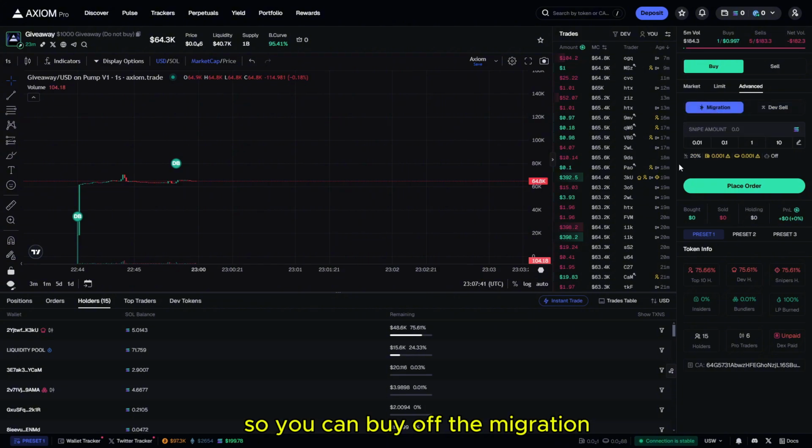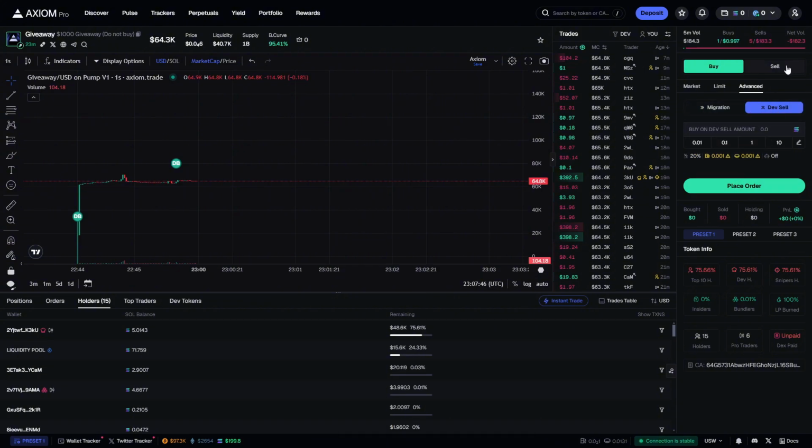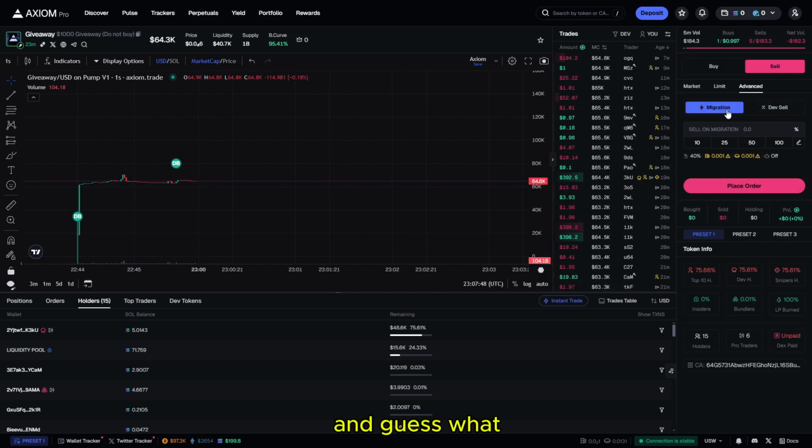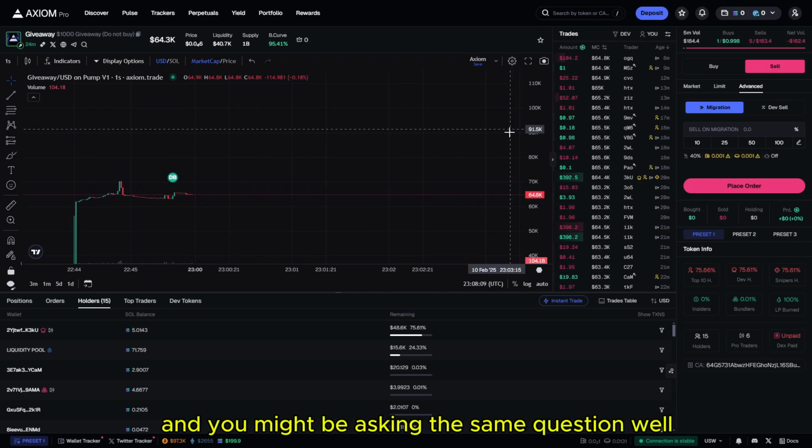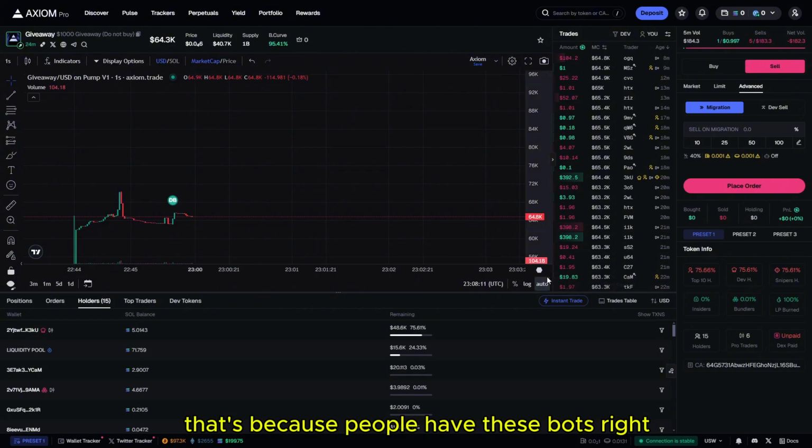So you can buy after migration, buy after dev sells. And guess what? You can also sell straight after migration, which is crazy. When I first started meme coin trading, when I was completely a noob, I would always ask myself, why does the coin migrate and instantly drop to 70 or 80k? And you might be asking the same question. Well, that's because people have these bots, right?